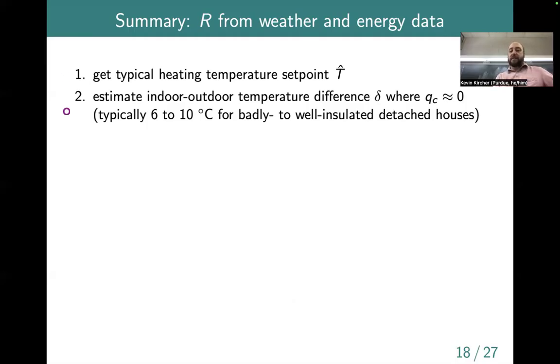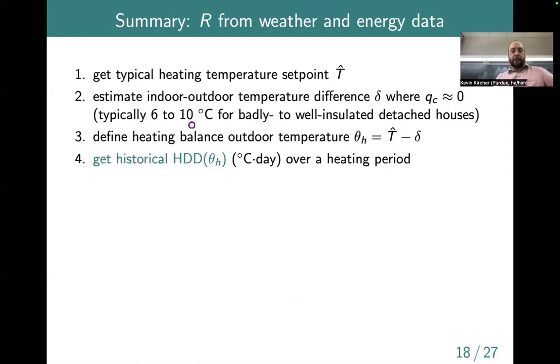And then we estimate this little delta, the indoor-outdoor temperature difference, or just an outdoor temperature at which no heating is needed. For our test house off campus, it's about 8 degrees Celsius, which is roughly 15-ish degrees Fahrenheit. So for our house, if it was 70 inside, we would say probably below about 55. That's when the heat would turn on. If it's 58 out, we probably don't need too much heat inside the house. But this number will vary, and it'll be small for badly insulated, drafty, leaky houses, and bigger for better insulated homes.